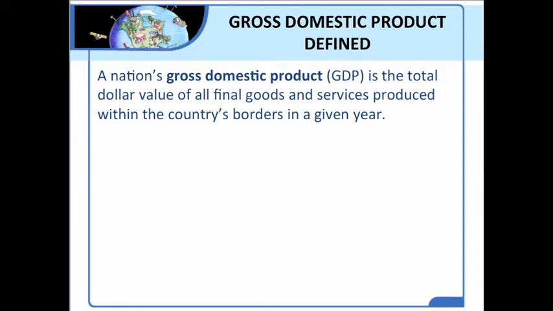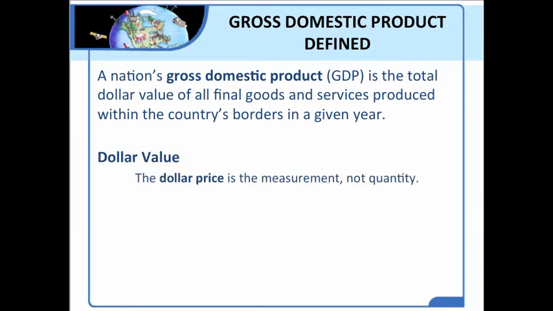So let's begin with the first part of the definition, the dollar value. When we measure our country's gross domestic product and we're measuring all of the goods and services that we produce, we could do it a number of ways. We could measure it in terms of the quantity of goods and services. We could measure it in terms of pounds. But the problem with that is that it wouldn't give us a very accurate measurement.